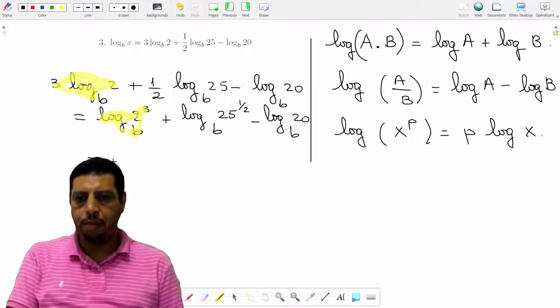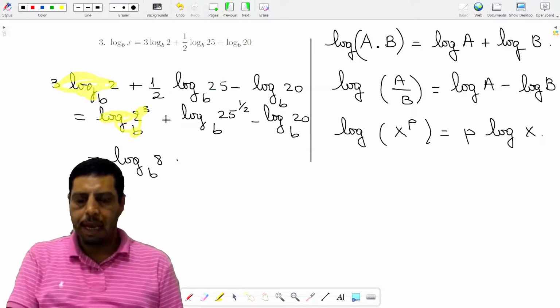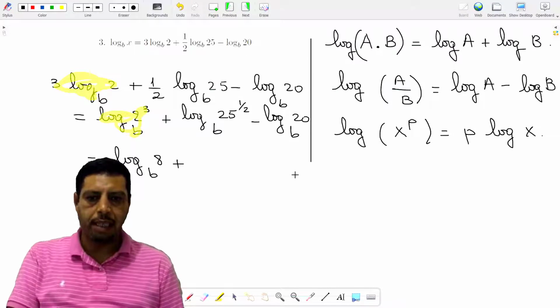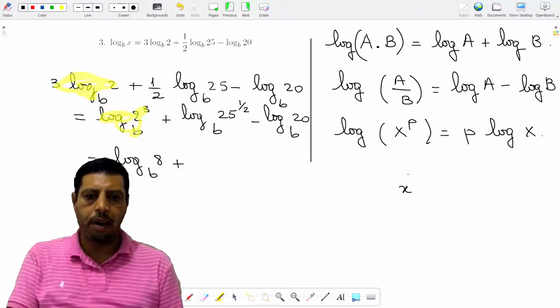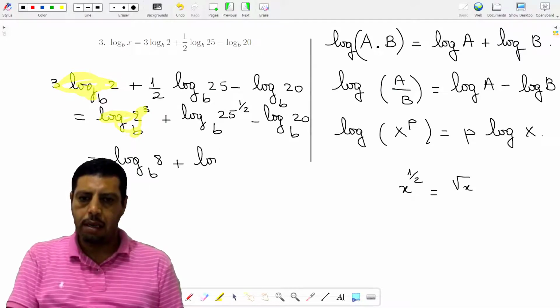Now log base b of 2 to the power of 3, which is log base b of 8, plus log base b of 25 to the power of half. But 25 to the power of half is the square root of 25, which is 5. Remember that x to the power of half is just the square root of x. So plus log base b of the square root of 25, and the square root of 25 is 5. Then minus log base b of 20.